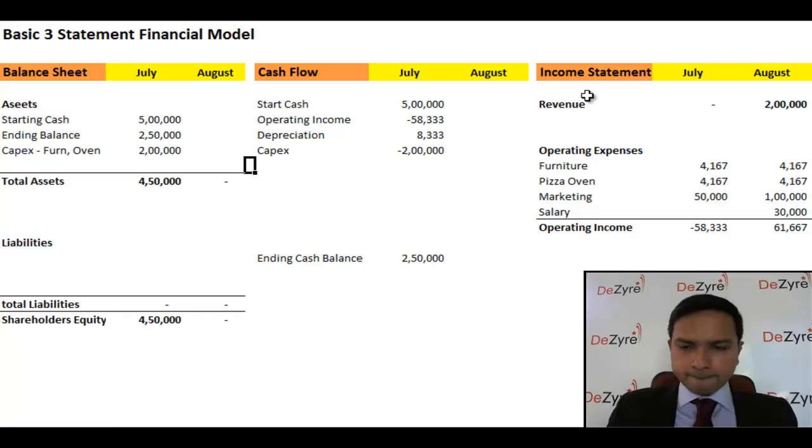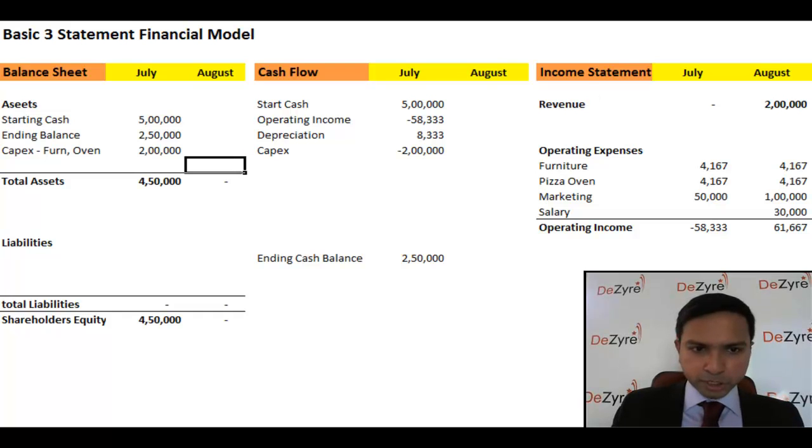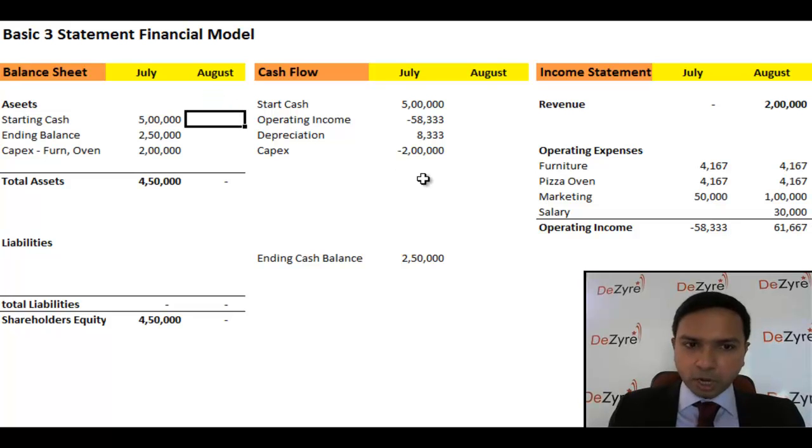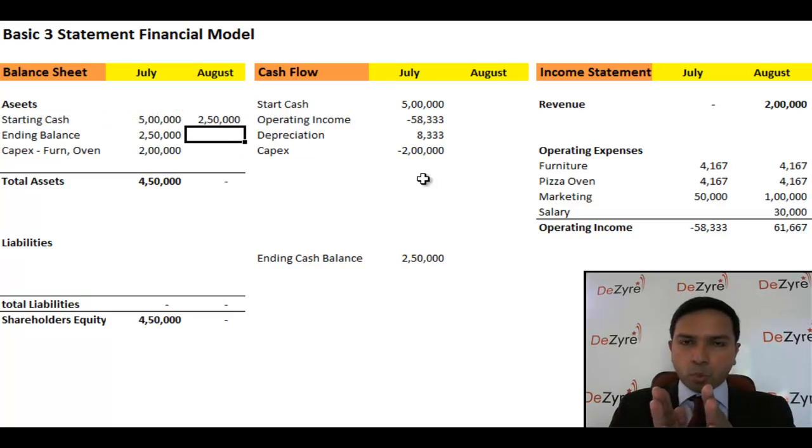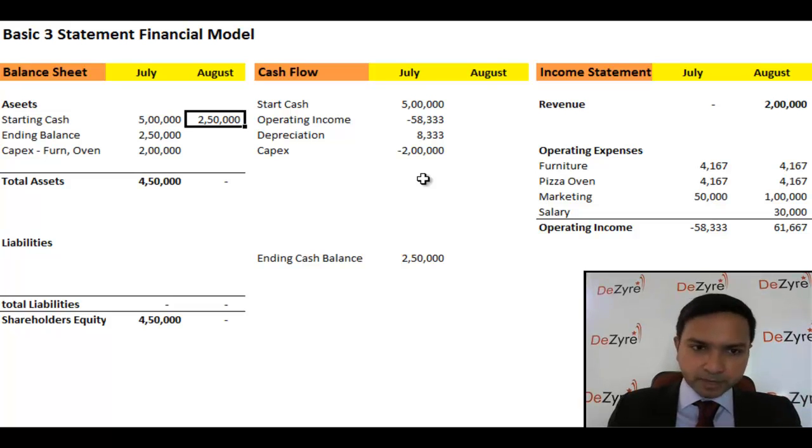Now the first thing, right, what is your starting cash balance in August? Your starting cash balance in August is nothing but your ending cash balance in July, which is 2,50,000 rupees, because what cash you had left over on July 31st night is going to be the cash you're going to have when you wake up on August 1st the next morning, which is why the August cash balance is the same as the ending balance of the previous month. And what's happening here? We have to calculate the ending cash balances.